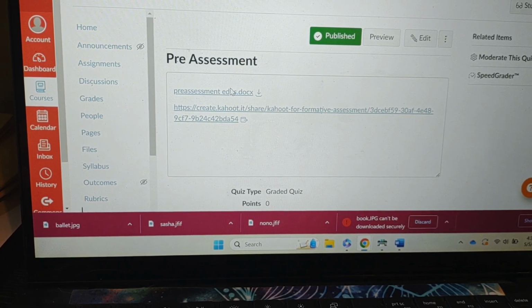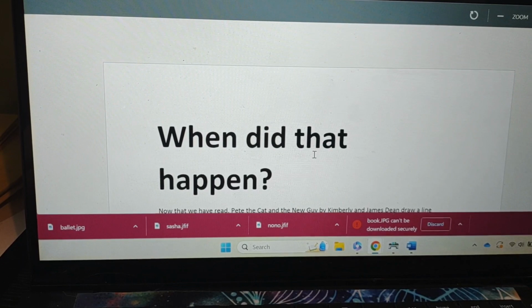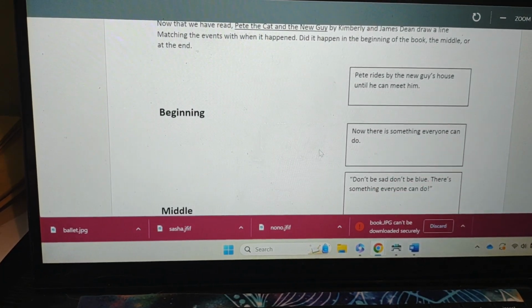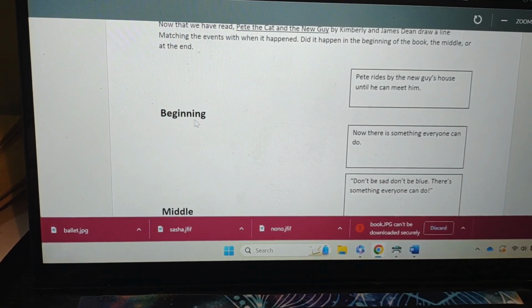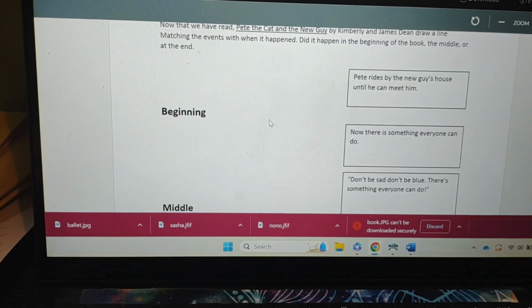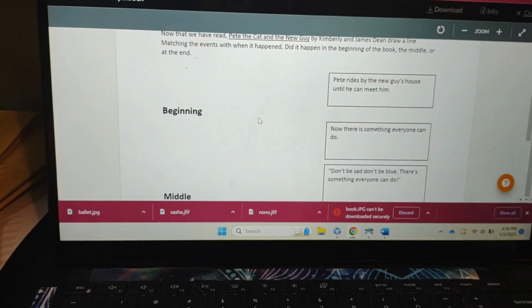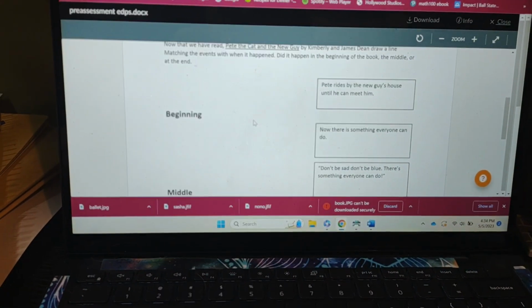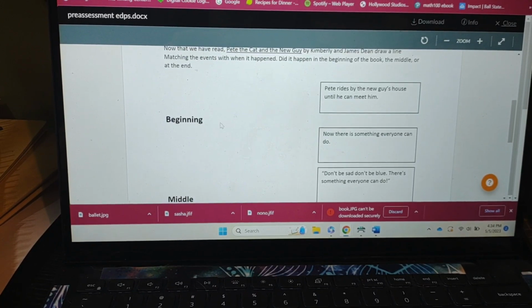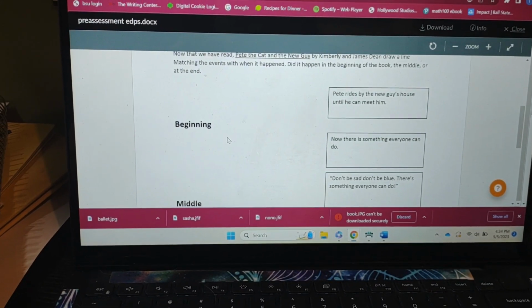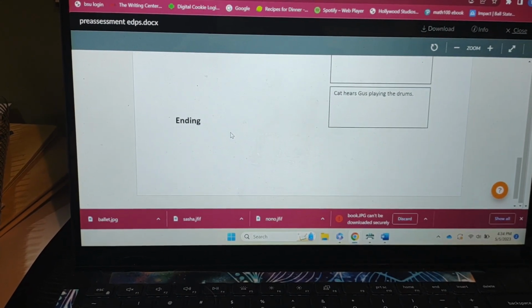And now here in my pre-assessment, I have both a document. So if we wanted to do it on paper and have the children connect with lines, they can connect lines to whether this event happened in the beginning, the middle, or the ending.